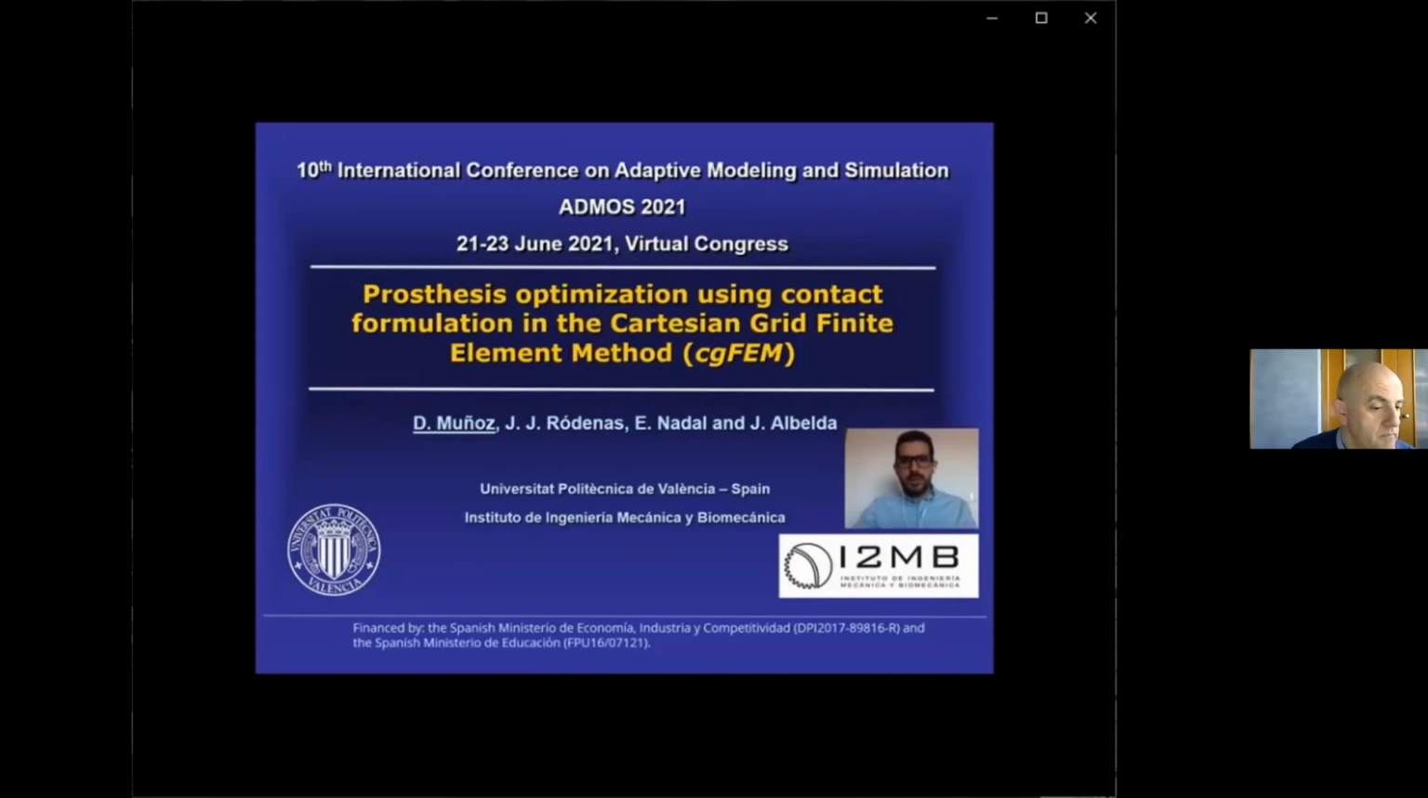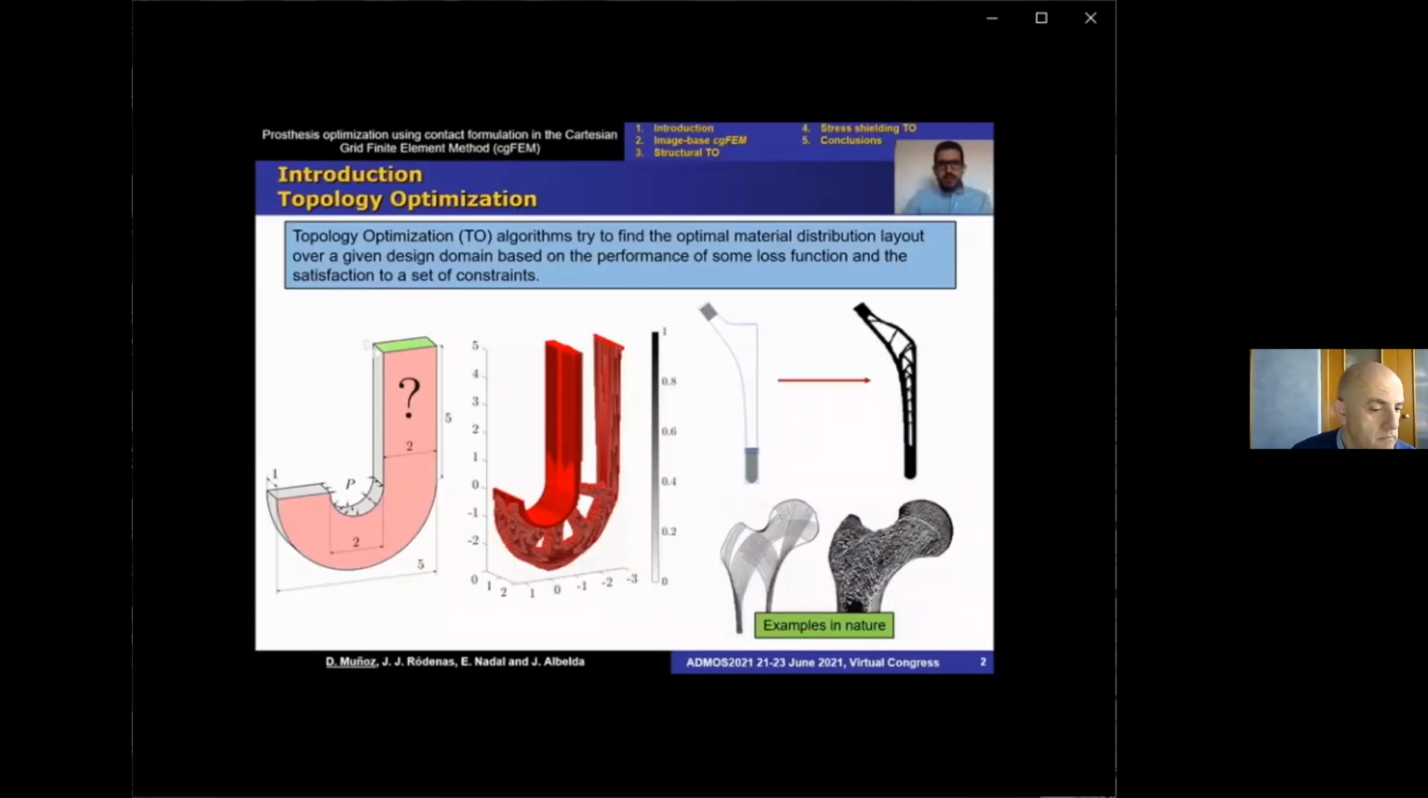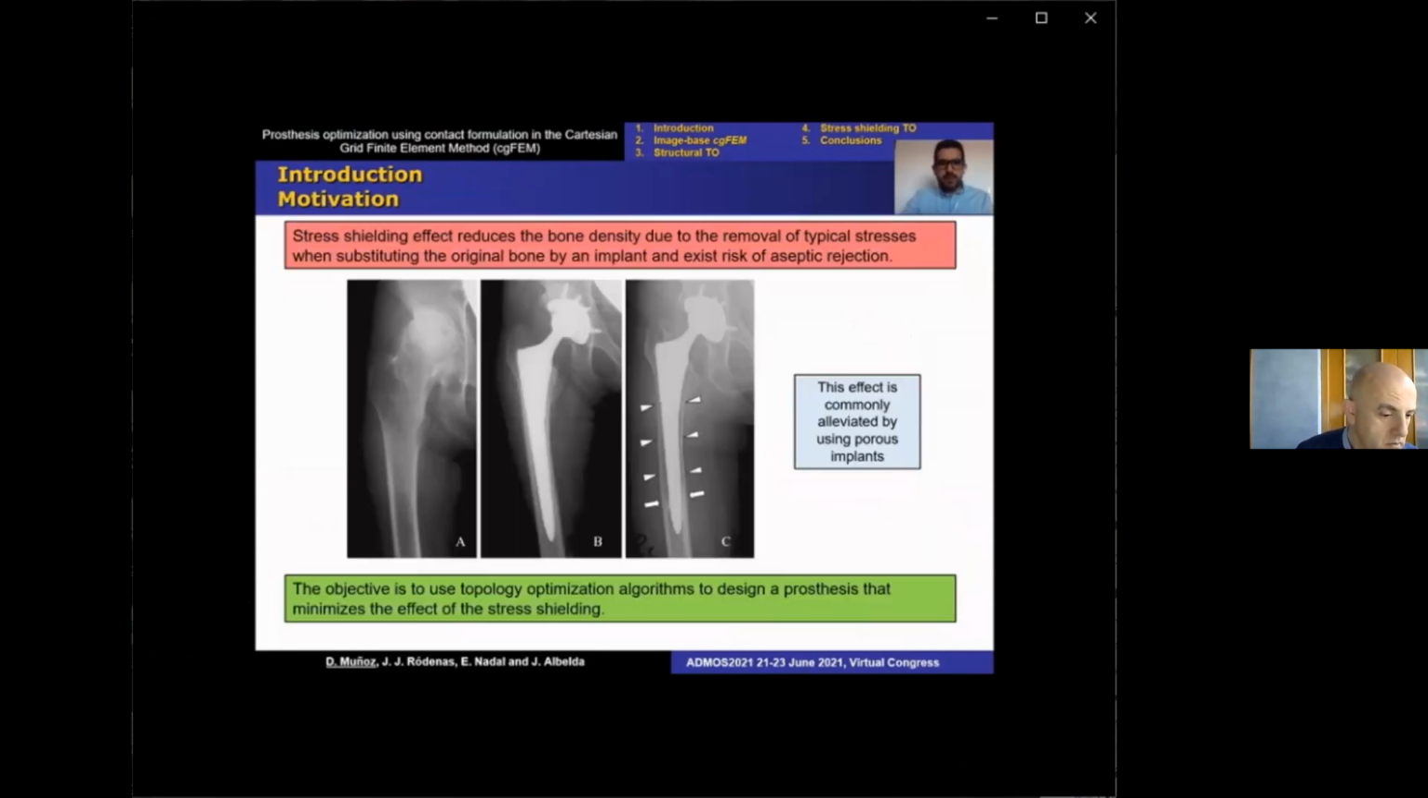Thank you very much for watching our presentation about processes optimization using contact formulation in the Cartesian grid finite element method. As you may know, topology optimization algorithms try to find the optimal material distribution over a given domain based on the minimization of a loss function and the satisfaction of a set of constraints. The stress shielding effect reduces the bone density due to the change of typical stresses when replacing the original bone by an implant, and also there is risk of aseptic rejection. The motivation of this work is to use topology optimization to design implants that reduce the stress shielding effect.